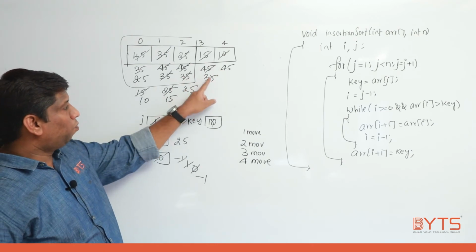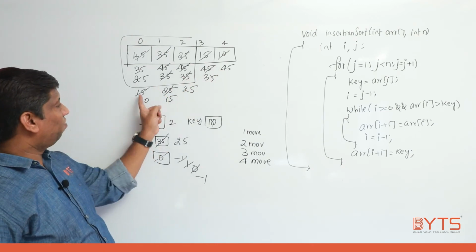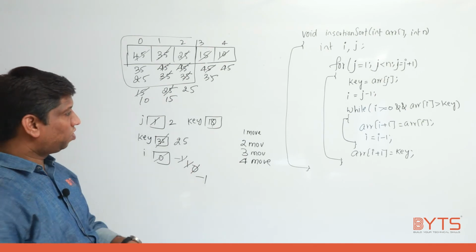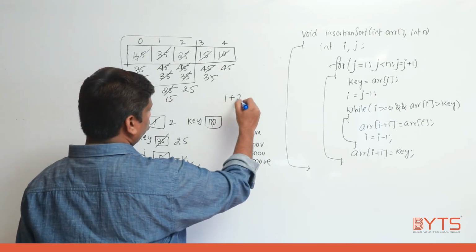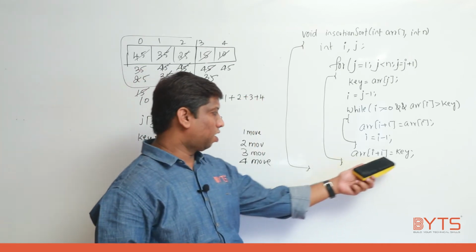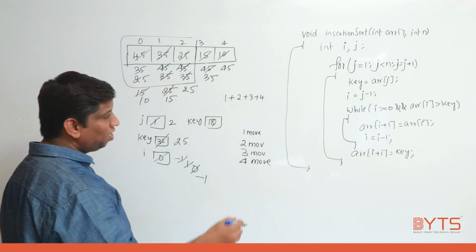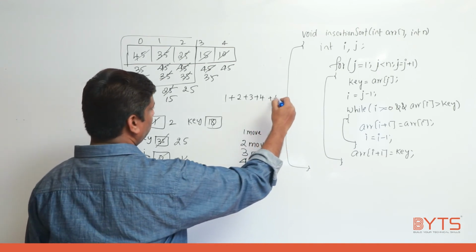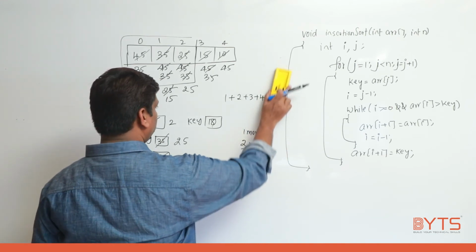Next 35 was here, 1 movement. 25 was here, I moved here. 15 was here, I moved here. Right? Total number of movements are how many? 1 plus 2 plus 3 plus 4. And every time this movement is common, 5 times, right? So every time I am doing that movement 4 times, right? Might be you can take 1 plus 2 plus 3 plus 4.